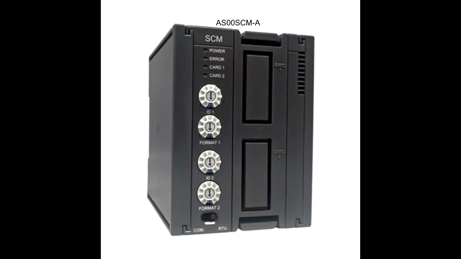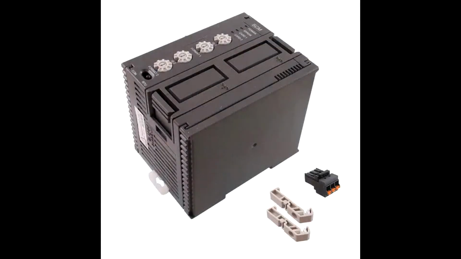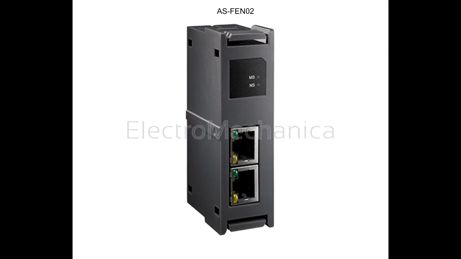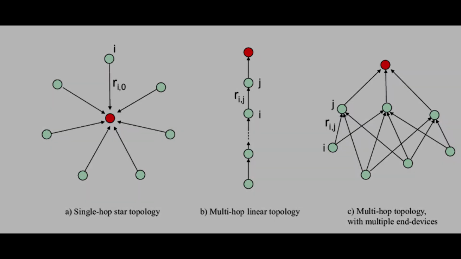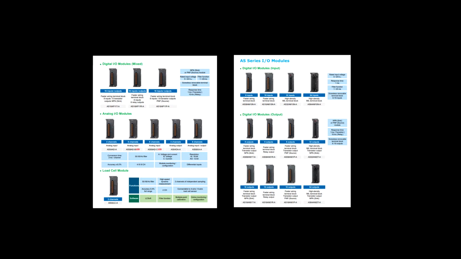Firstly, you'll need the AS00SCM communication module. For this module you will have a few different communication cards available that just slot into place. In this example, we will be using the AS0102 Ethernet IP card. This card can work in a linear, star, and hybrid topology. The module uses the same I/O modules as on the AS series PLC, so buying I/O modules is very simple.